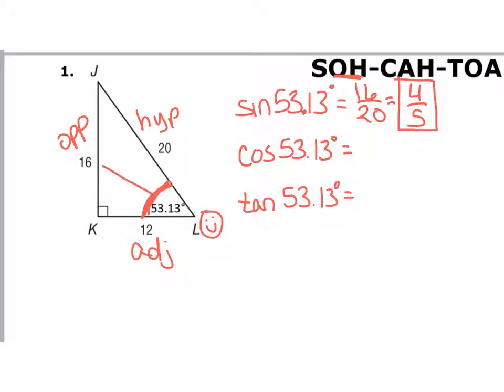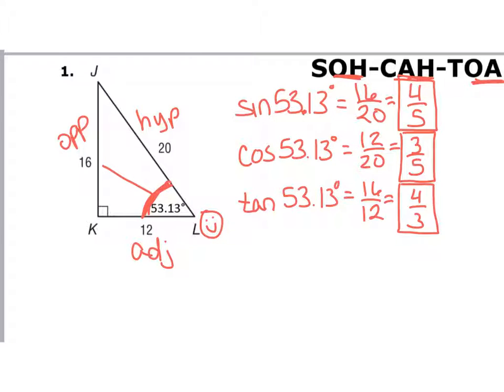Okay. The cosine of 53.13. Cosine, 12 over 20. That also reduces. What does that reduce to? 3 over 5. And then tangent, TOA, 16 over 12. And that reduces to 4 over 3. And that's all you have to do. Just make your ratios and reduce them. That's it. You're done.